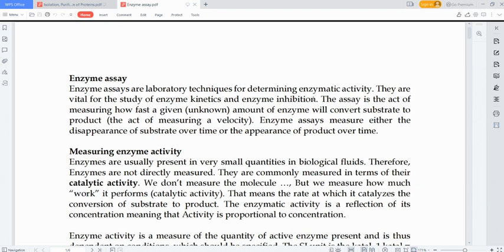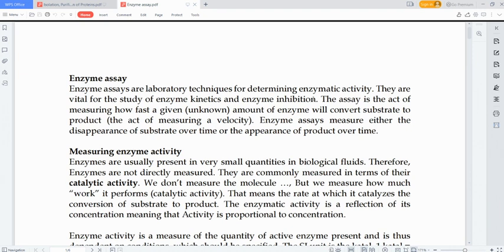They are very important in determining the kinetics of an enzyme. They are very important in inhibition studies. I hope we know that most drugs that we take today are enzyme inhibitors. So the study of enzyme assay also helps in drug delivery and discovery. They act as a way of measuring how fast an unknown enzyme can convert substrates to product. That is a way of measuring their velocity.